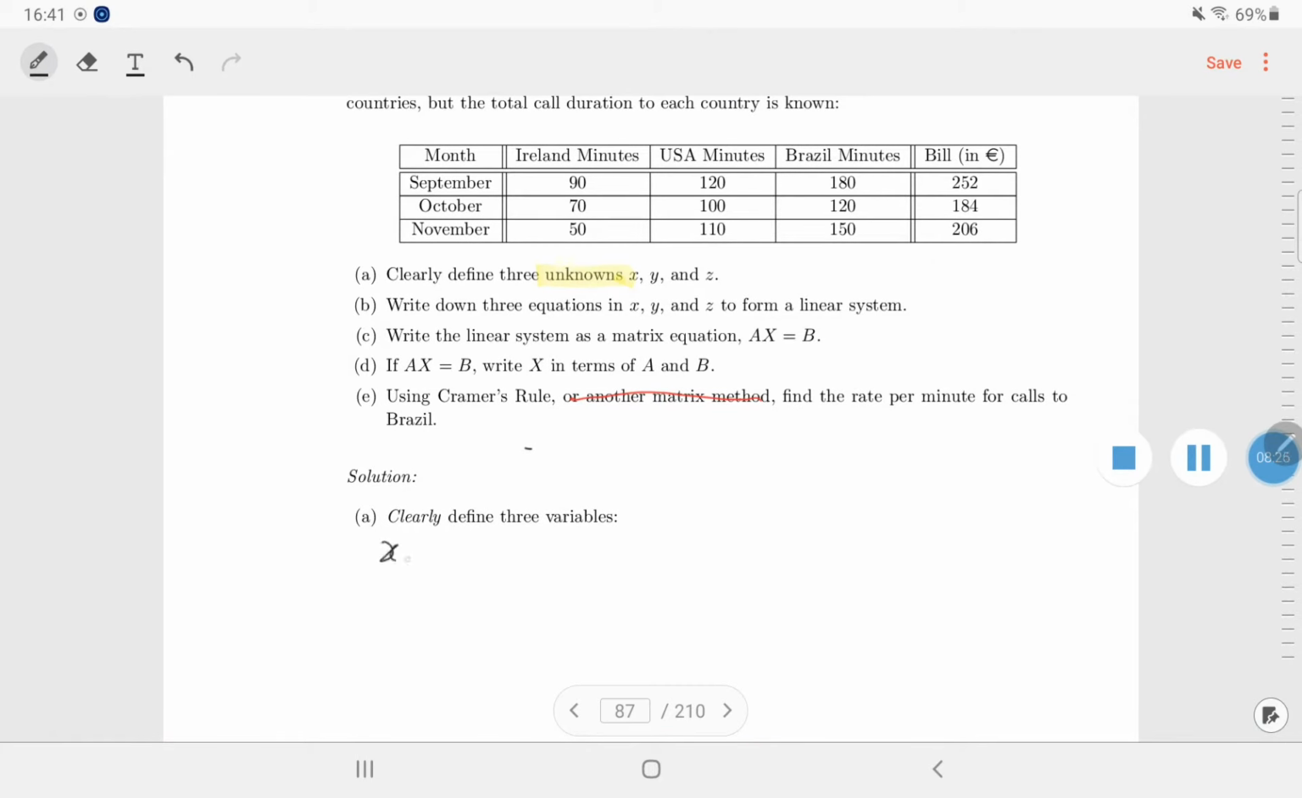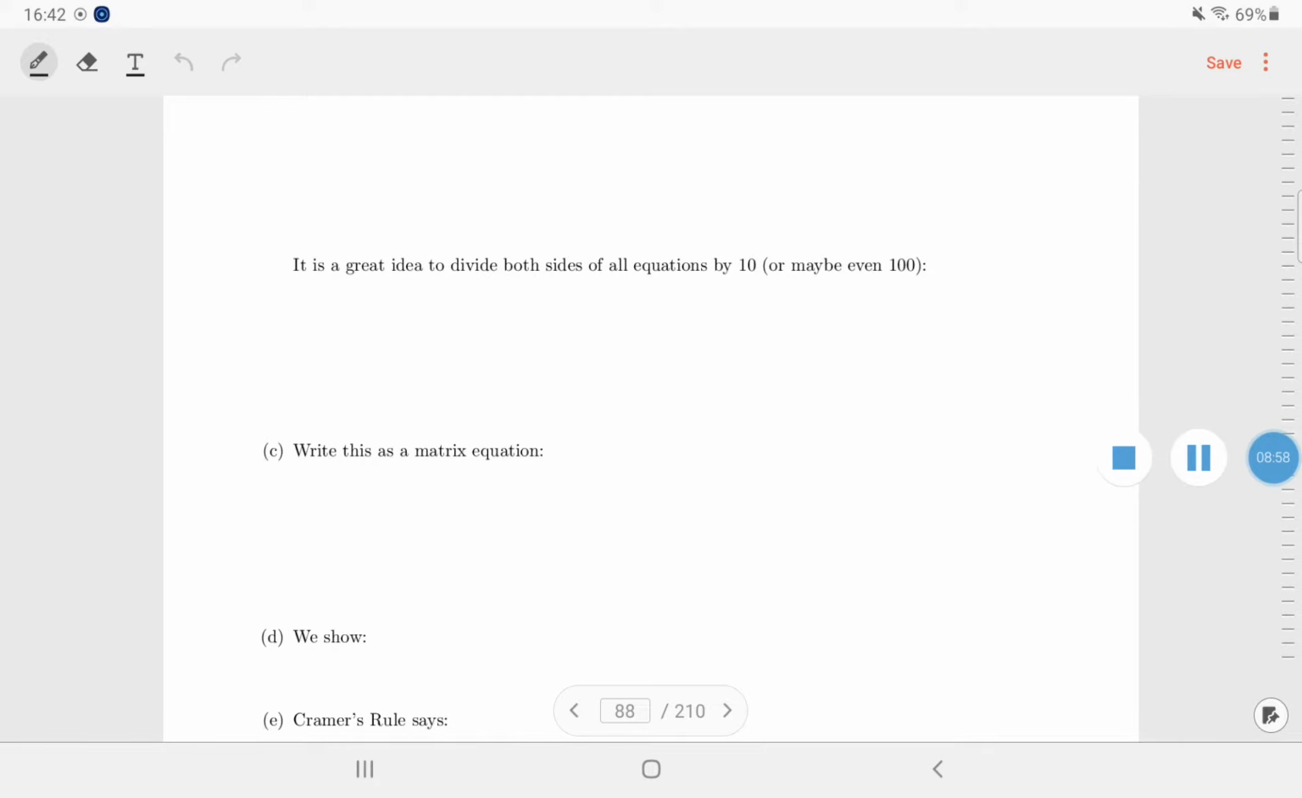So x is the Irish rate, which is a number because it's per minute. We can put in per minute. And we'll just put it into a bracket, so it'll be the same, understood for the other 2. Y is the USA rate, so the cost of 1 minute of call, and Z is the Brazil rate. Okay, that's part A.